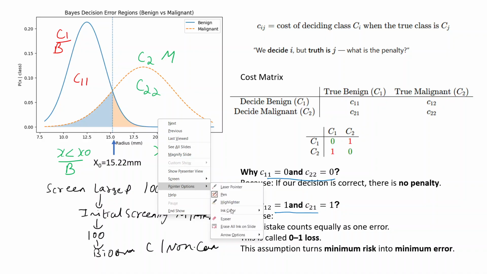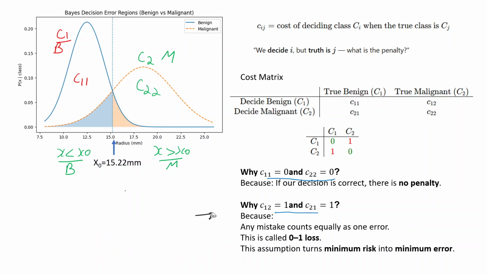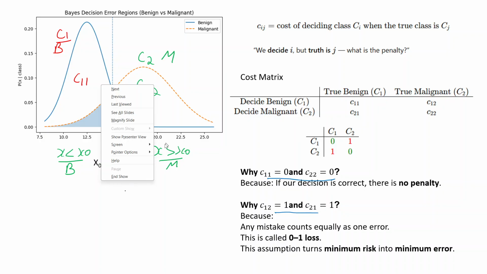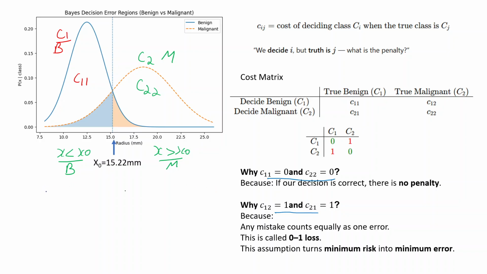Now the question is about this error we are making, let me erase this one, because we are making some error in this particular thing. Which error is appropriate and which is not? Both errors are not appropriate, but what may be the cost associated? Say, when the true class was malignant, but we are deciding it as benign.